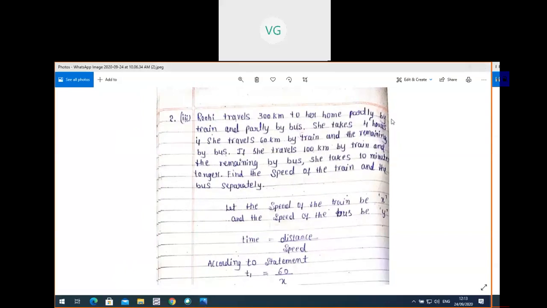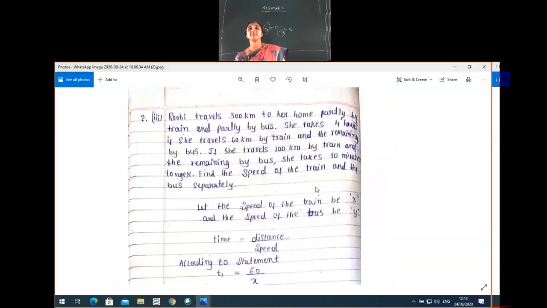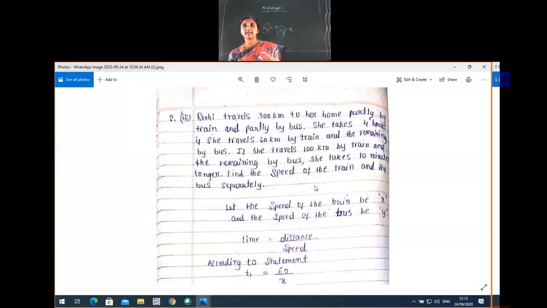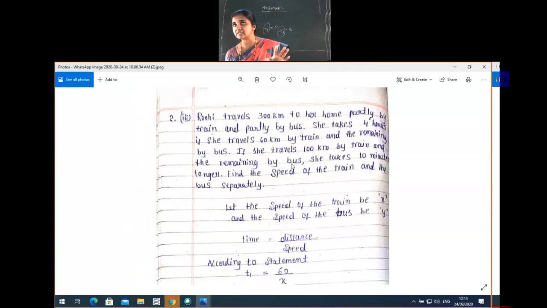200 kilometer. Yes, very good. So she takes 10 minutes longer. So now see, here the second condition has changed. If she travels 100 kilometer by train and the remaining by bus, then she takes 10 minutes longer. Does she travel only 10 minutes then? No. So you have to connect this with the first situation.